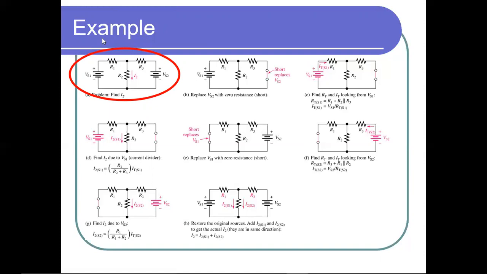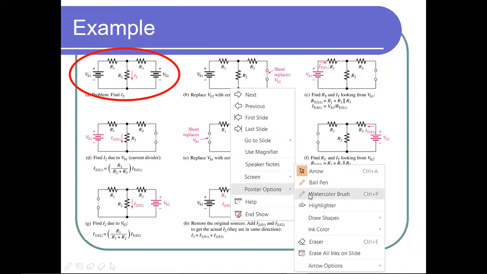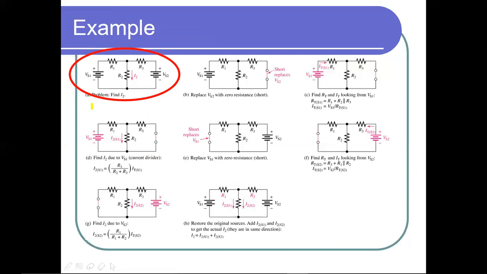First, this is source VS1. Let me add a marker. This is source VS1, and this is source VS2. The question is to find I2. Here I have given only symbols. I never included numerical values. I used only voltage V, R1, R2, I2 like that. Then I will take one numerical problem after the completion of this example.